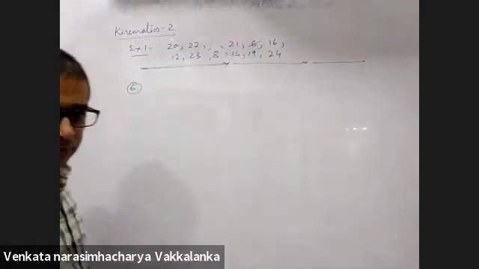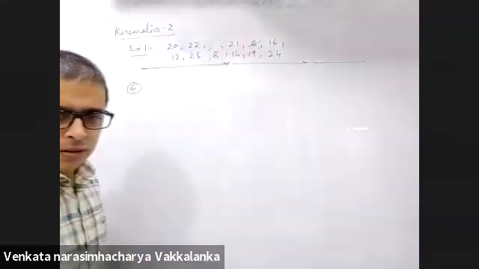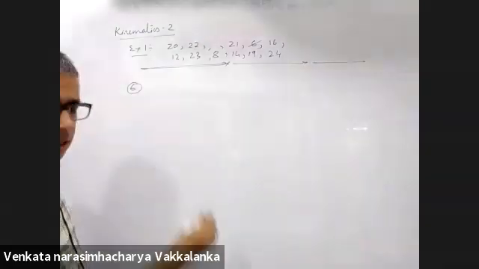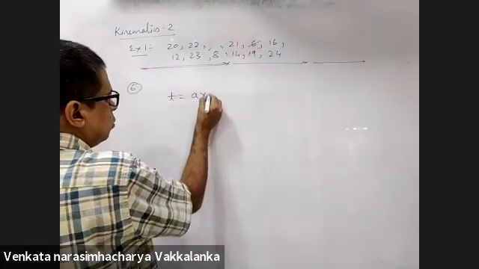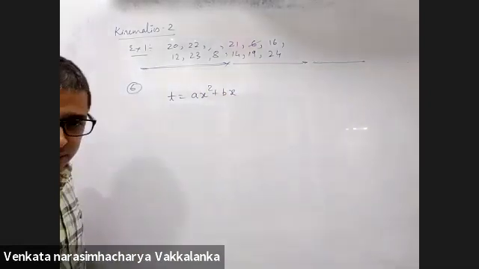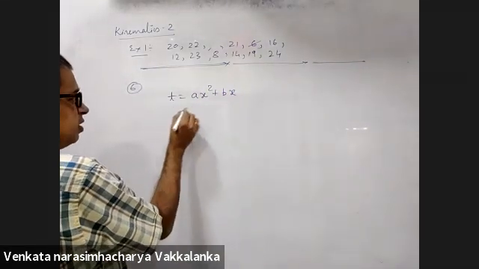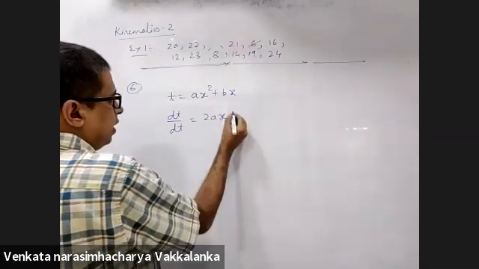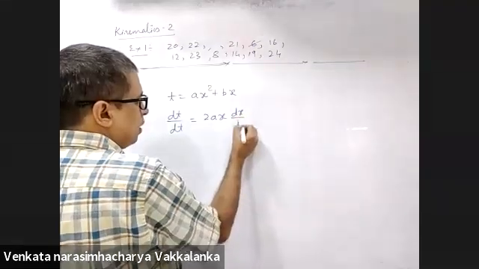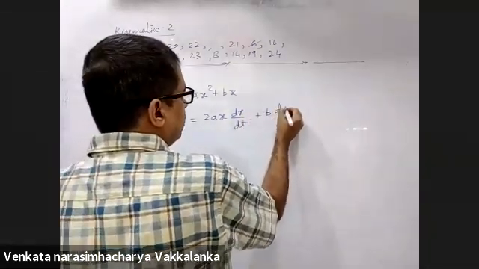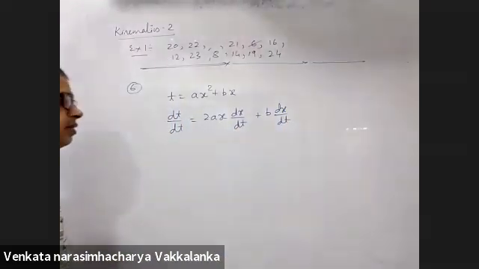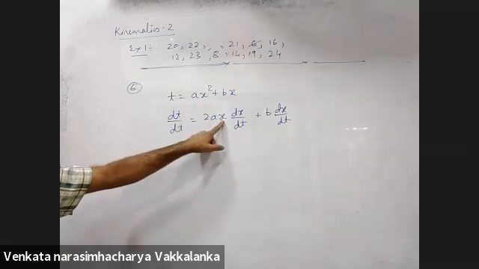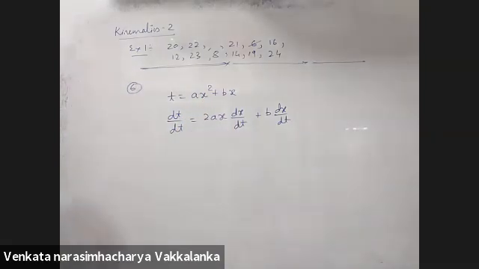Six. x, t, one dimension, find the deceleration. t is equal to ax square plus bx. Differentiate this as it is with respect to t. dt by dt is 1. 2ax into dx by dt plus b into dx by dt. Here I use the chain rule. First I differentiate it with respect to x, I will get 2x into dx by dt.